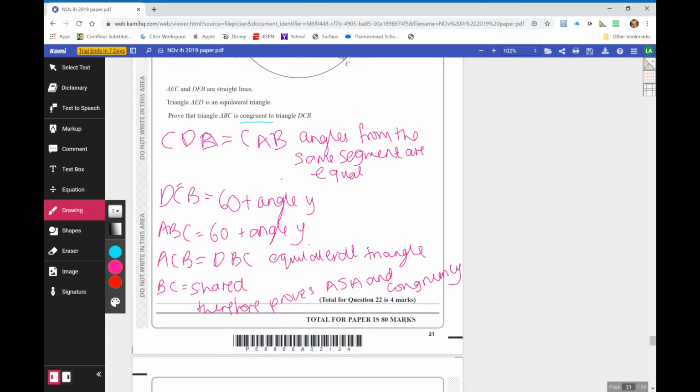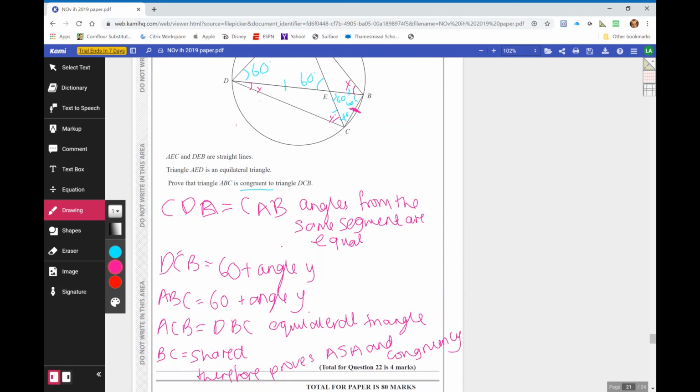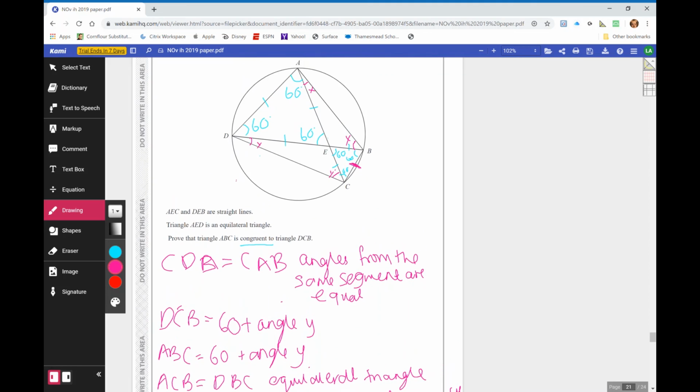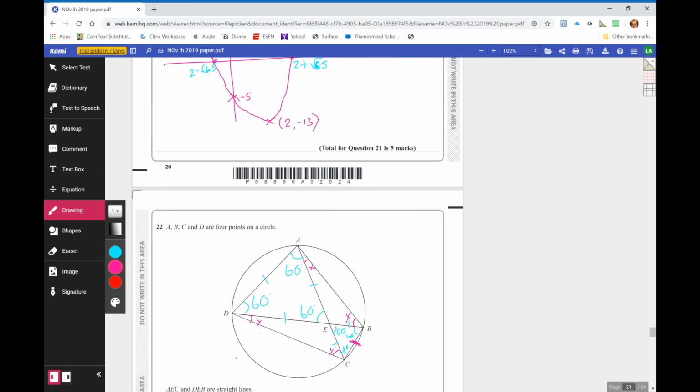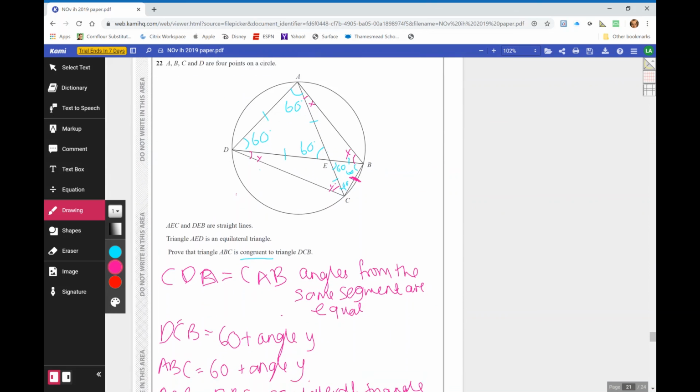Okay, so that is the end of the paper. That's the last question. Excuse some of my writing on some of these, it's a little bit crazy.